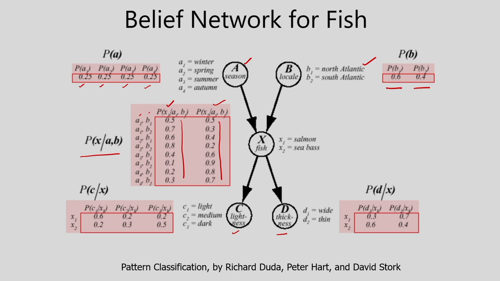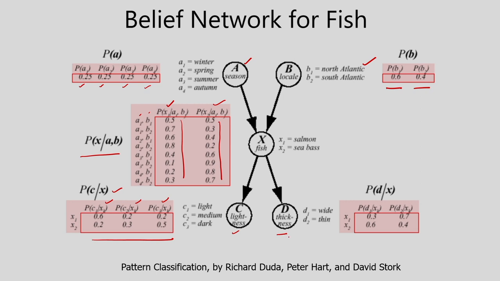Similarly, the variable C depends on X, so we write the probability of C given X. Corresponding to this I am defining the probabilities: the probability of C1 given X, C2 given X, and C3 given X, where X may be X1 or X2. All the probabilities are defined: 0.6, 0.2, 0.2, 0.2, 0.3, 0.5.